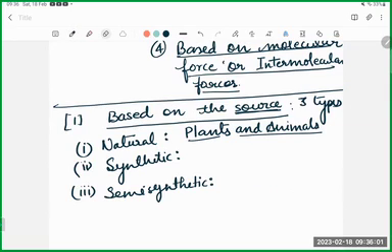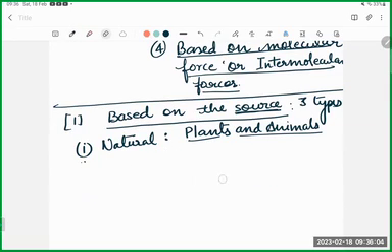So what are the examples? We can write over here. Hridaya, can you help me?